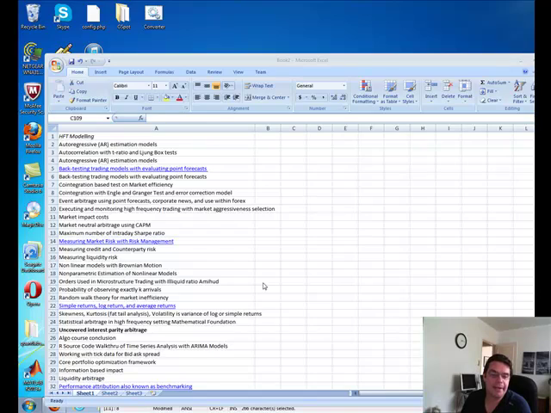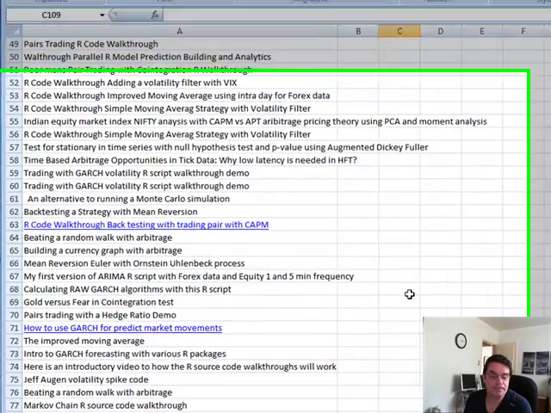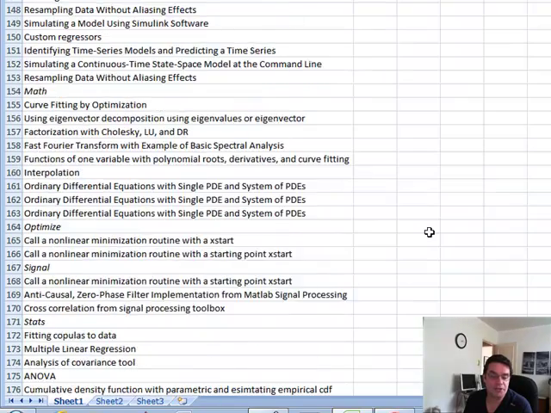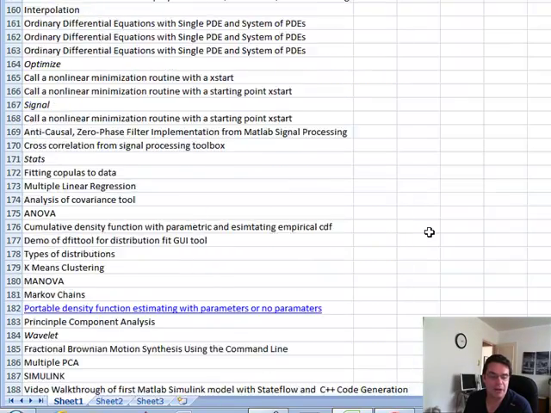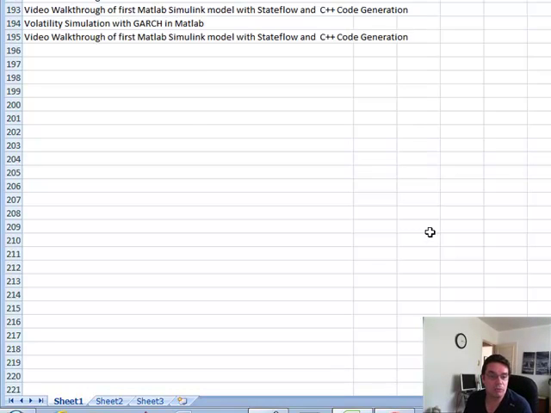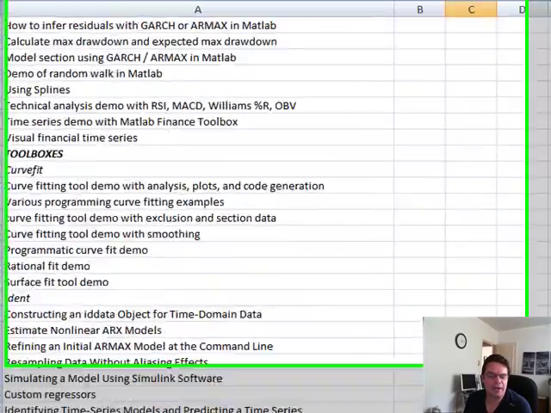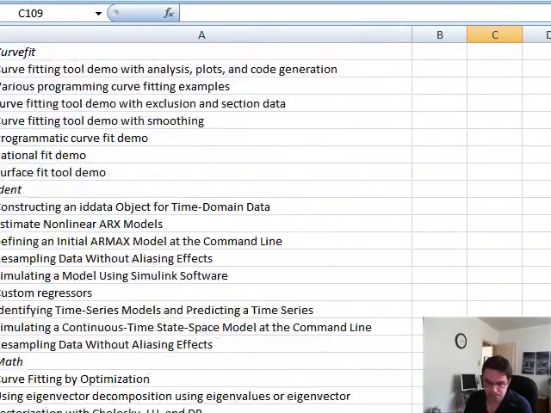Brian here from quantlabs.net. What you're looking at is a spreadsheet I've been working on for the last couple of days. Basically, it's the various modeling, strategy, and algorithm topics that I've been showcasing over the last 2 years since I've been running my premium membership for more quantlabs.net visitors.